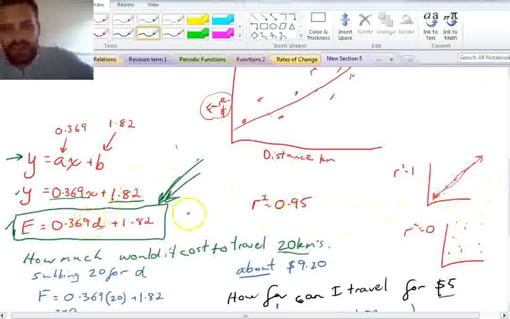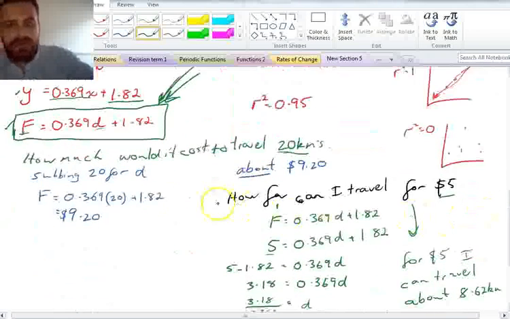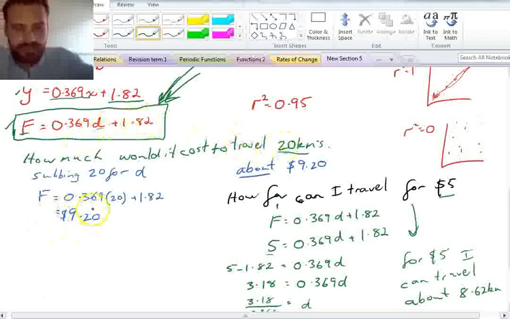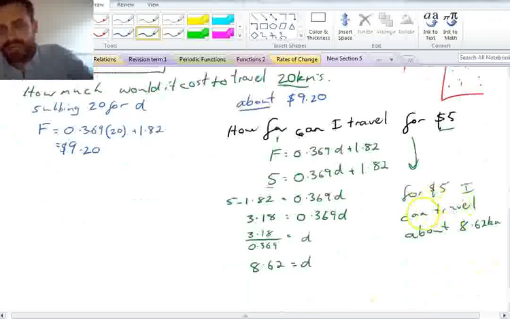In this second video, we've made use of that formula. We said, okay, I've got a formula now: F equals 0.369D plus 1.82. Why don't I find out how much it would cost to travel 20 kilometers? And we put 20 into the formula and we got an answer. The other, more complicated version was this one: how far can I travel for $5? In that case, you have to put a 5 where that F is, and then do a little bit of algebra, and an answer pops out. For $5, you can travel about 8.62 kilometers.